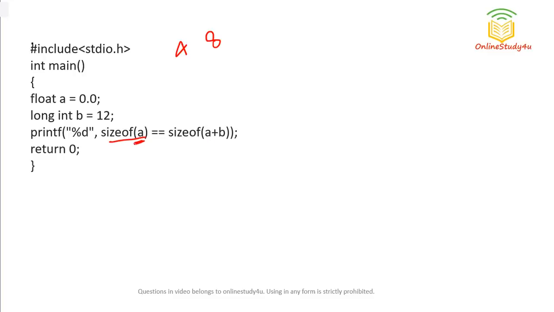So what is the size of a? Float is 4 bytes, right? And here we are doing a plus b, that is 0.0 plus 12. That will also give you a floating point number, right? So for a plus b also the size will be 4 only. That's why sizeof(a) == sizeof(a + b), the condition is true.